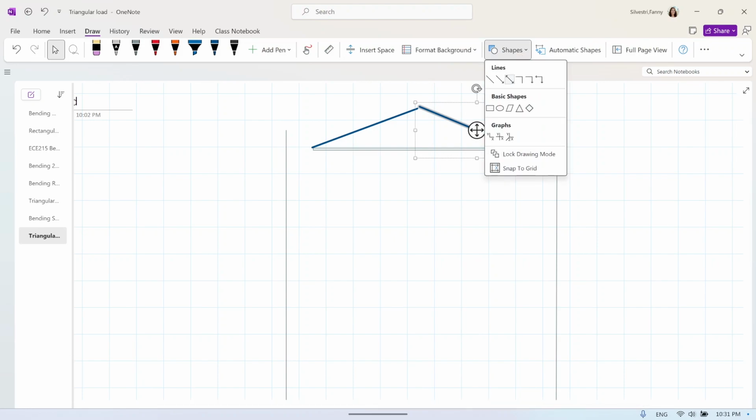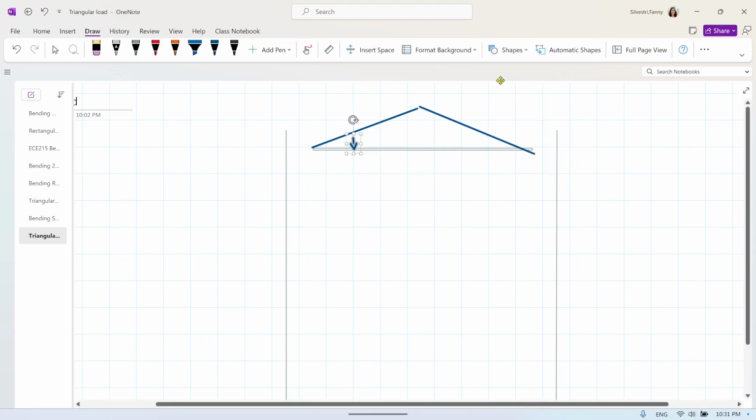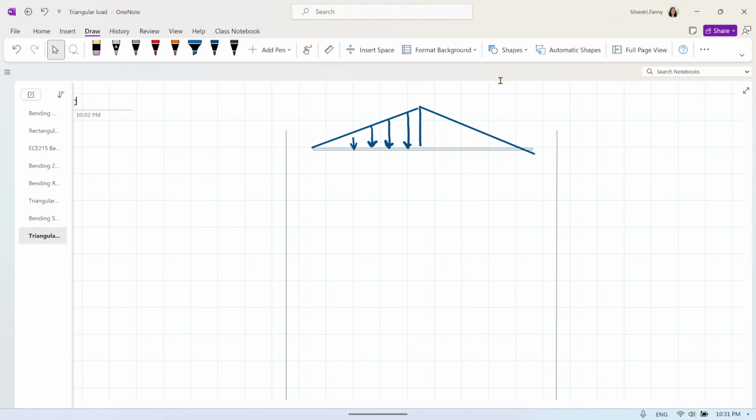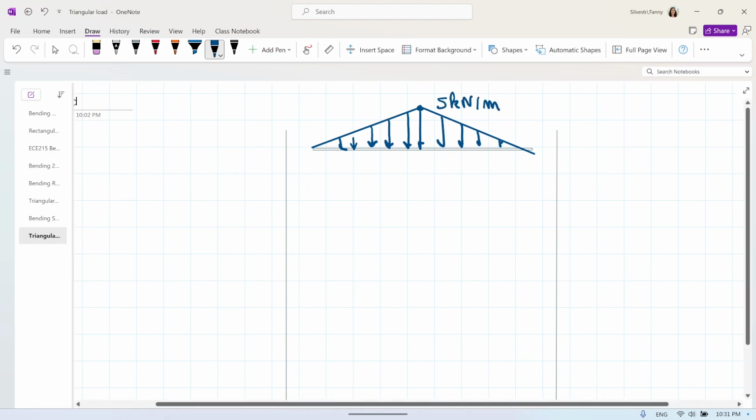So we have this distributed load going down everywhere. The maximum of the distributed load will be 5 kilonewton per meter, and this distance will be 4 meters.